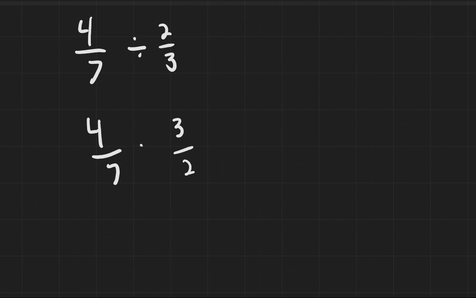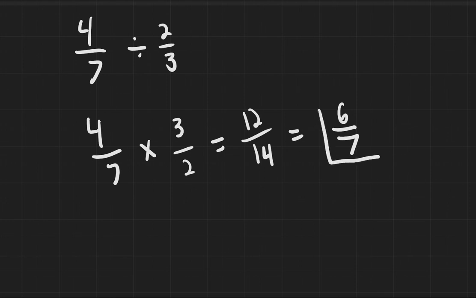And then after I flip it, I can then just multiply these fractions, right? So 4 times 3 is 12, 7 times 2 is 14. We can simplify these, right? 12 divided by 2 is 6, 14 divided by 2 is 7, and then we'd end up with 6 over 7 as our answer, right?